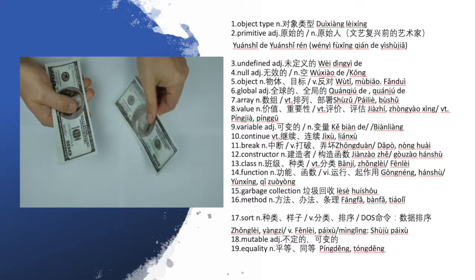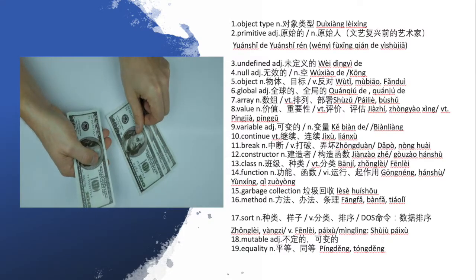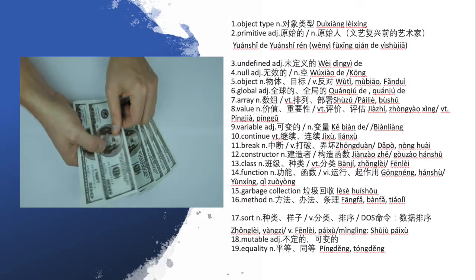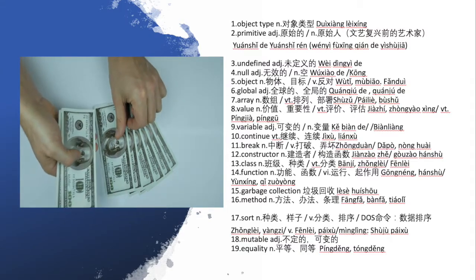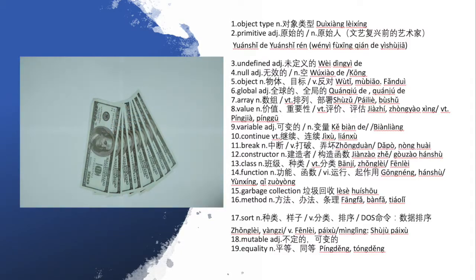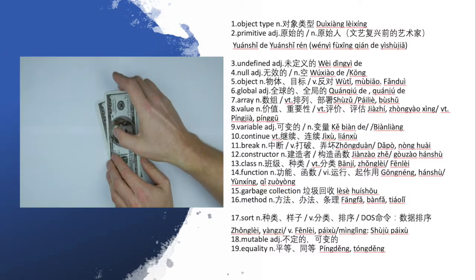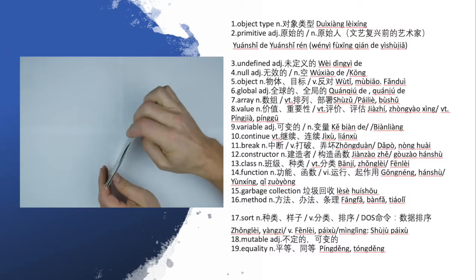Our next word is value. Look at this money and think about how valuable it is for you. Is it a lot or is it just a few? So value in Chinese is 价值. You also can say 重要性. And our transition verb would be 评价 or 评估.